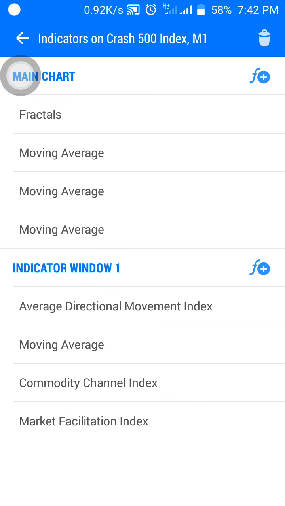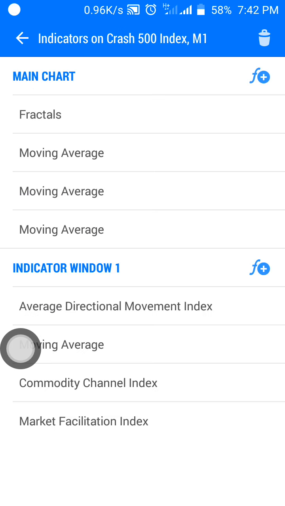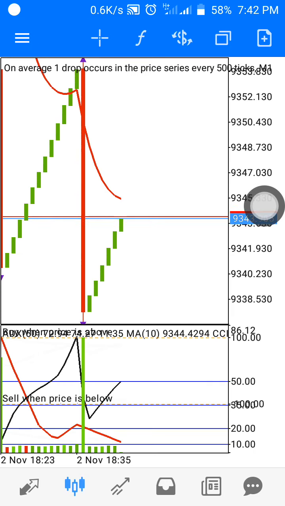Then on the main chart, we have average 200. Put your fractals, not normally useful, but I just put it there for decoration, like I said. And you add your exponential moving average 200, apply to close in the main chart.